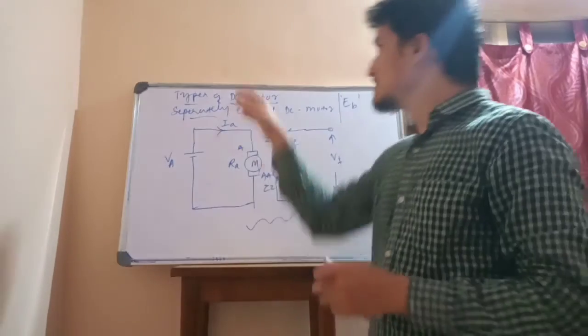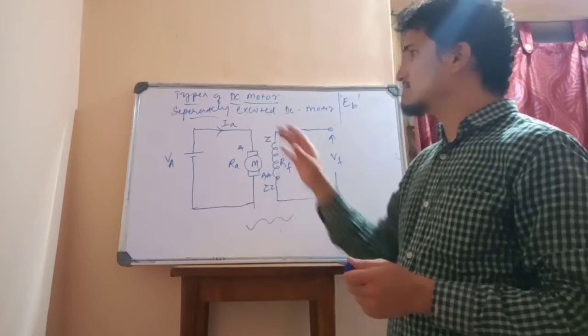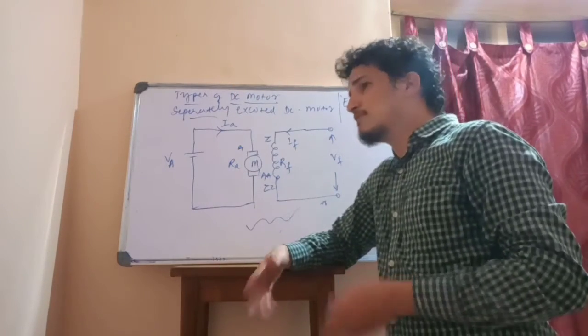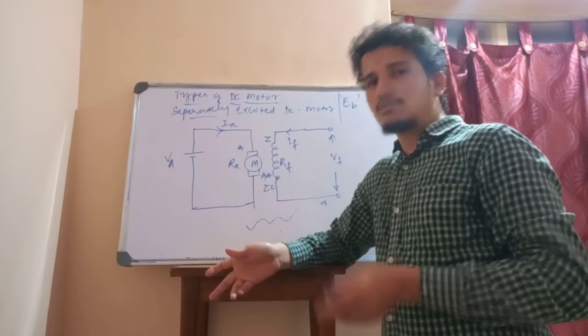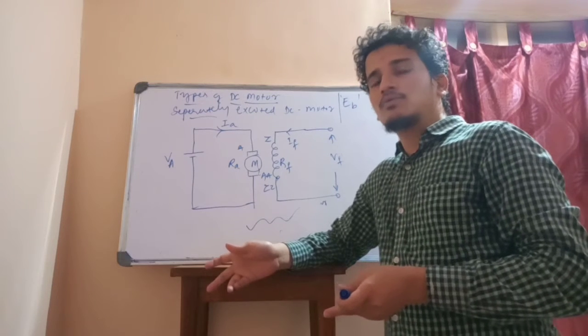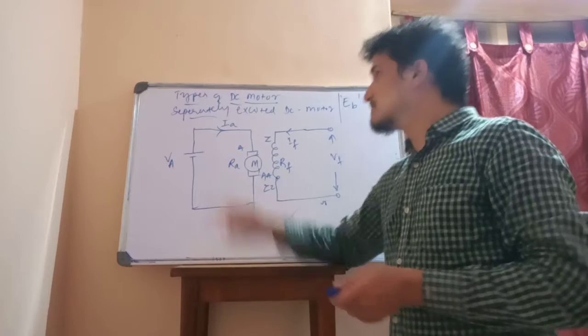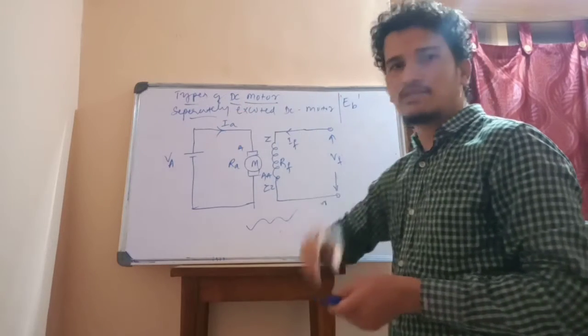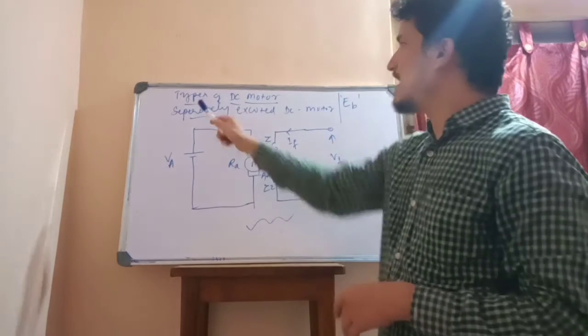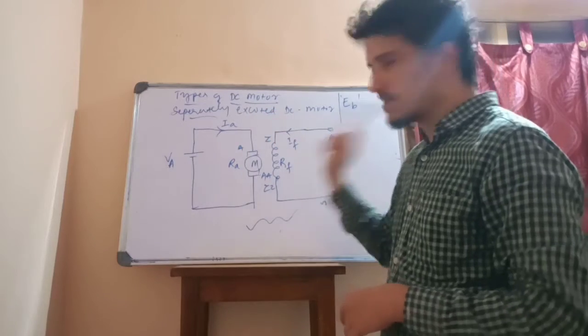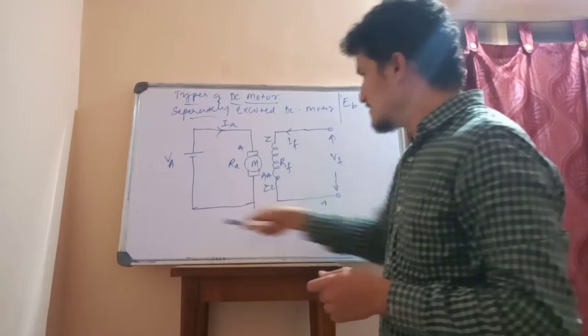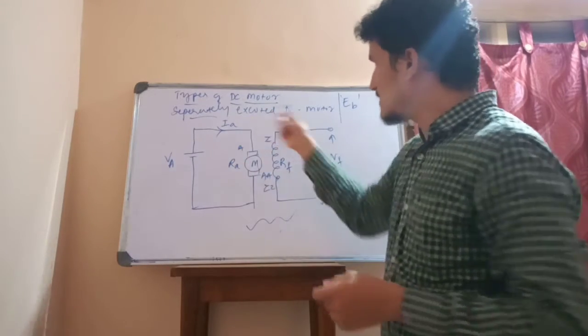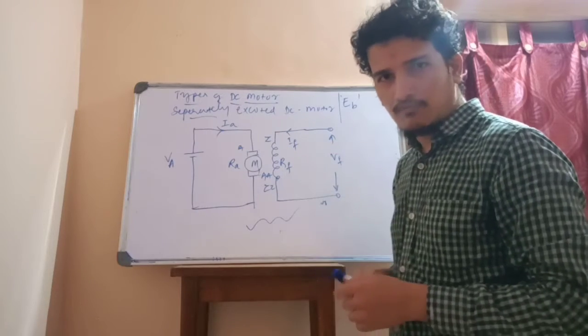Now we shall go to the types of DC motor. Based on the type of excitation given to the DC motor, we have classified into two major types, that is separately excited DC motor and self-excited DC motor. So we have the separately excited DC motor here. The circuit representation of the separately excited DC motor is written here.